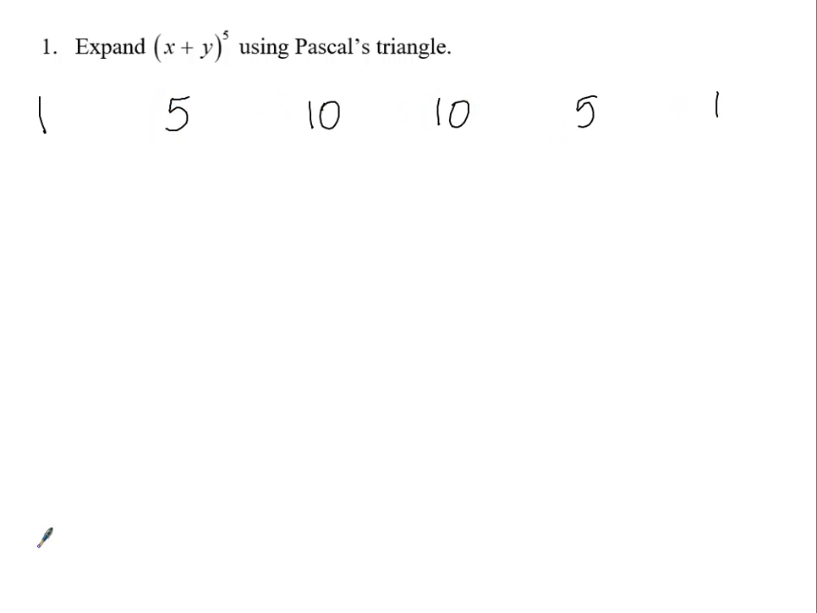Now the other thing we have to figure out is the exponent for the variables. So let's start with the first part of our binomial, which is x. You are going to start by raising that to the nth power, so in this case the 5th power, and in each term you are going to decrease the exponent by 1. Then for the second part of the binomial, in this case y, you are going to start with y to the 0 power and increase the exponent for each term.